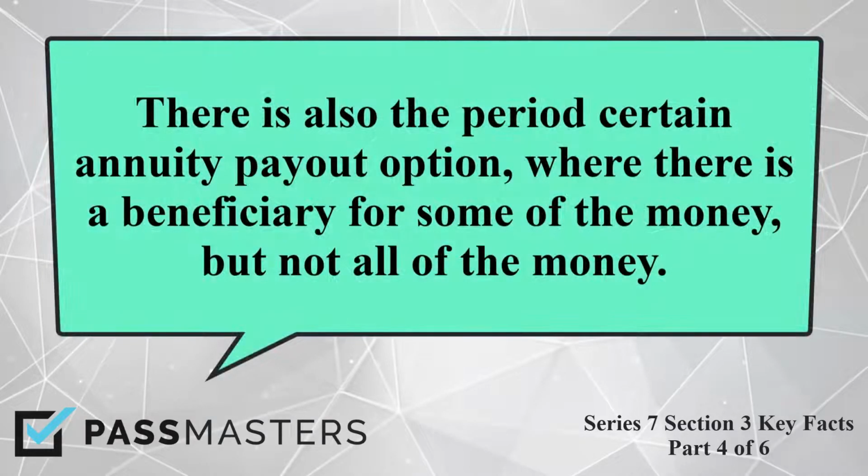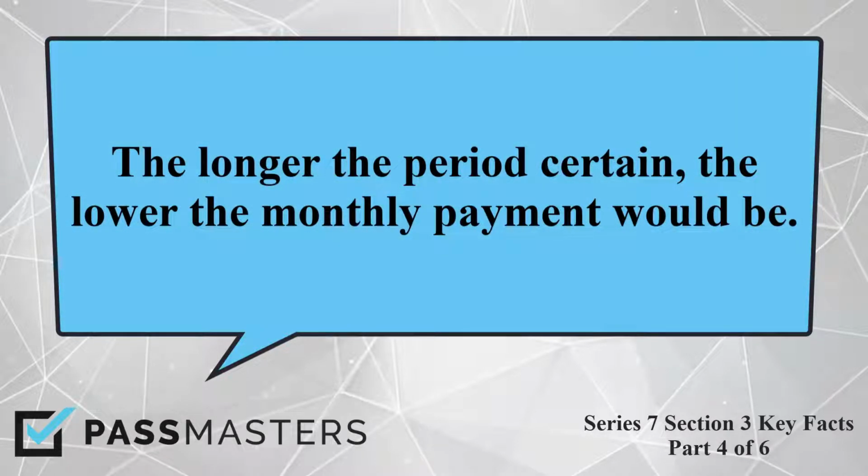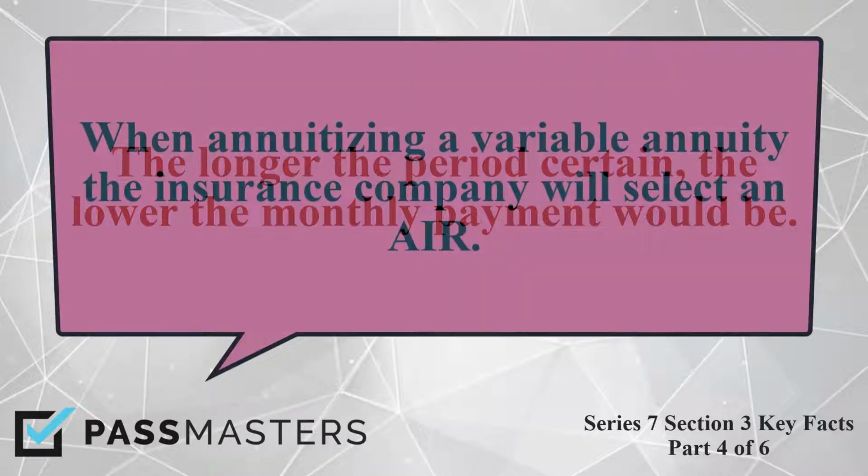There is also the period certain annuity payout option where there is a beneficiary for some of the money but not all of the money. The longer the period certain, the lower the monthly payment would be.